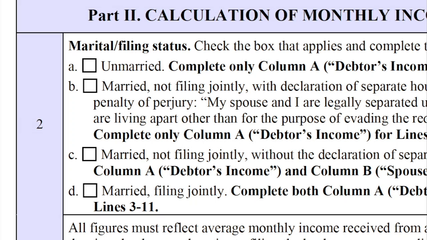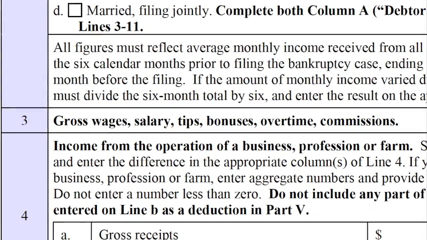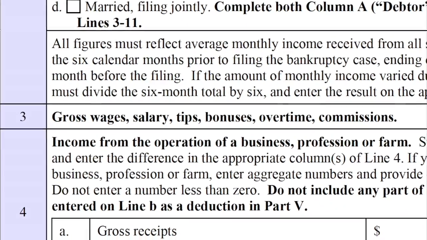So, question 2 is an identification of the debtor. What kind of debtor do we have? Is the debtor married or unmarried? Question 3 is, what is the gross income on a monthly basis that is shown in these paychecks?